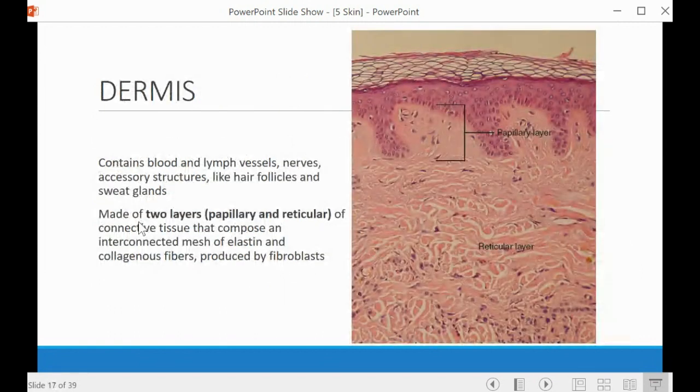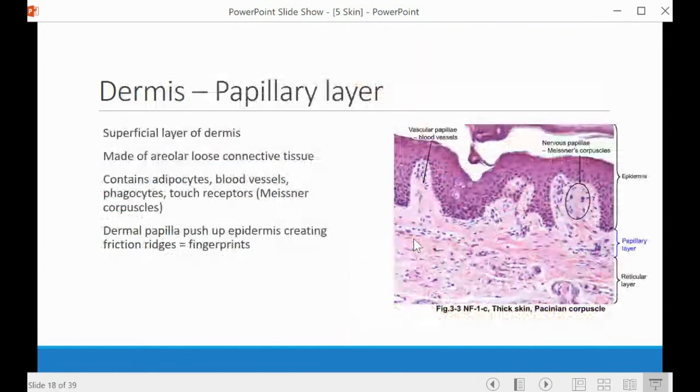Connective tissue. Okay. So the dermis contains all the blood and lymph vessels, the nerves, and the accessory structures like the hair follicles and the sweat glands. It's made up of two layers: the papillary layer and the reticular layer. This papillary layer actually tucks up into the epidermis, right? So this dark pink is the epidermis, and this lighter shade of pink is the papillary layer of the dermis. And then we have our reticular layer.